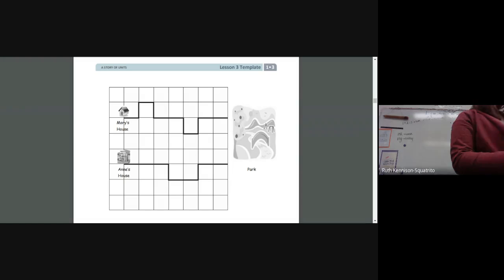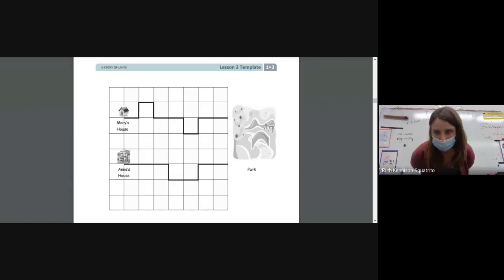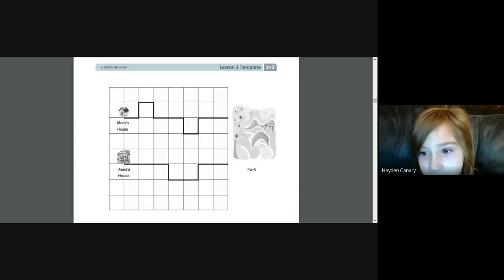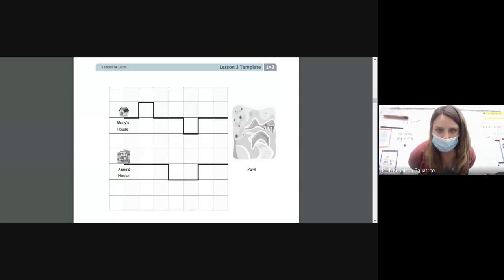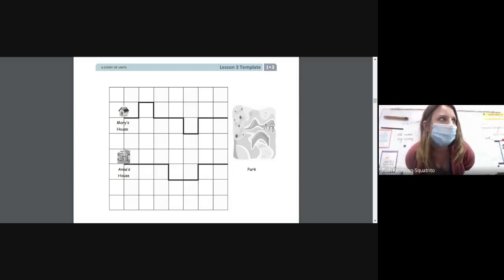Try that now. Hayden, how do you think we can measure it? By counting it. By counting what? The line for the pond.